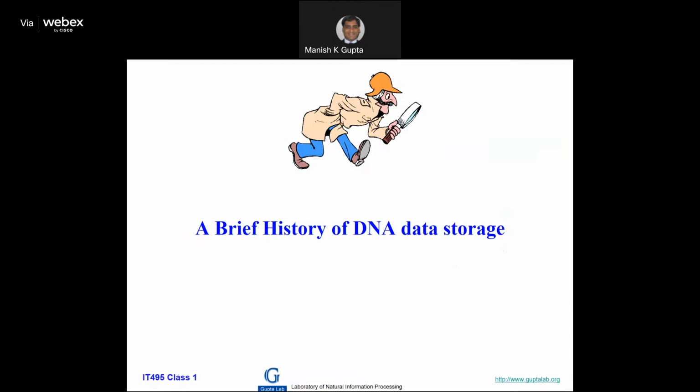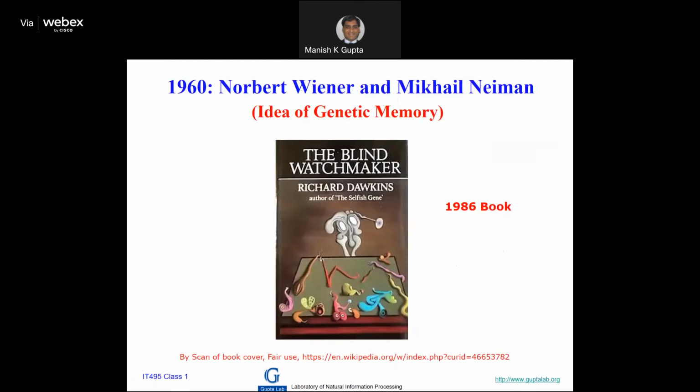Now, a brief history of DNA storage. In 1960, Robert Wiener and Neyman gave the idea of genetic memory. And in 1986, Richard Dawkins, in his book, Selfish Gene, I think you must have read this book. I don't know whether you read it. I think you don't read these days, right? I mean, that is a problem. But I had that copy of Selfish Gene earlier. Here he mentioned DNA storage as a possibility.